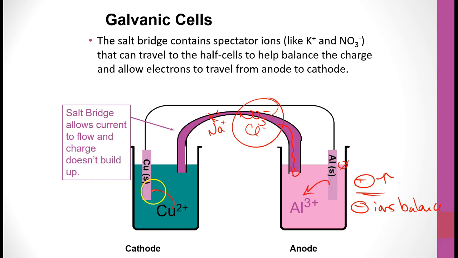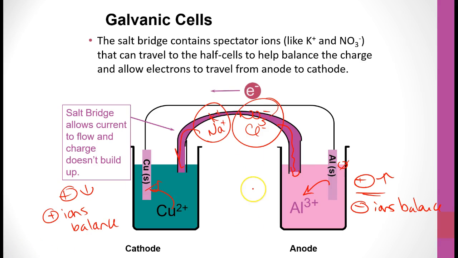Over here, I have Cu2 plus turning into Cu, so the positive charge is decreasing. So over here, my positive ions balance the decreasing positive charge. And what that does is it allows the electrons to travel from the anode to cathode because the charge remains balanced. Now, I have rarely gotten salt bridges to work, as in rarely gotten salt bridges to work.